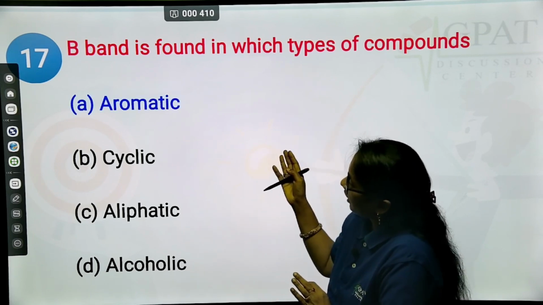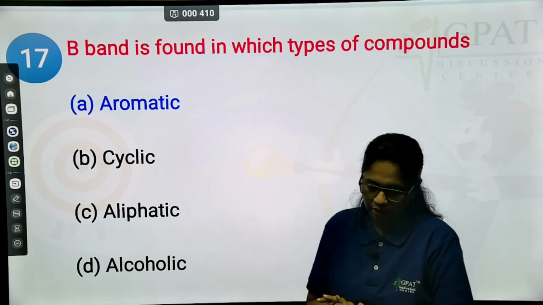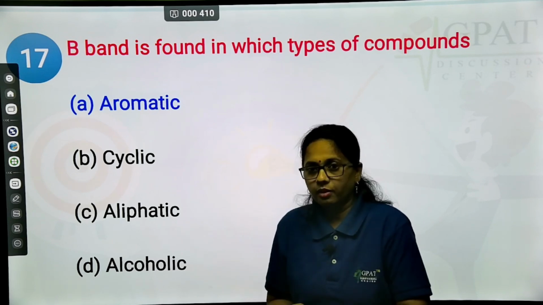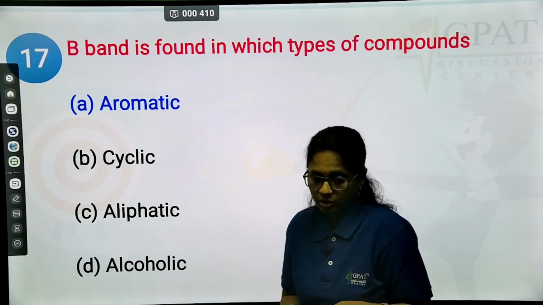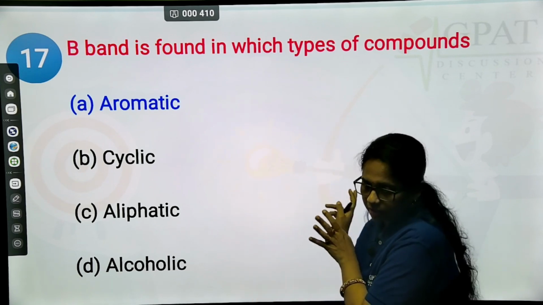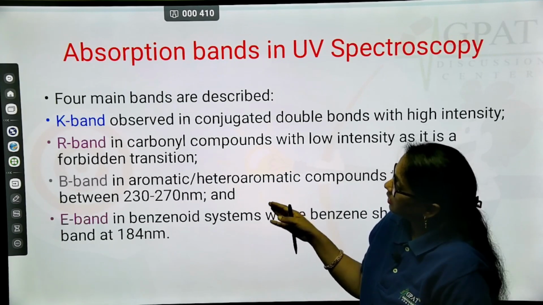Okay, here the options: aromatic, cyclic, aliphatic and alcoholic. So let us see for a clear-cut explanation on what the different bands are that are actually observed. For this B band, aromatic is the right answer. Let us see the clear explanation.